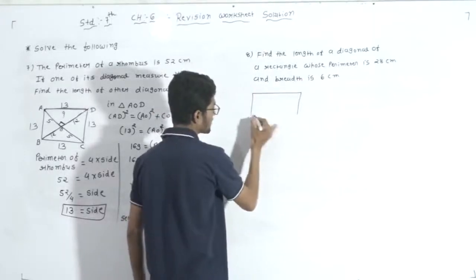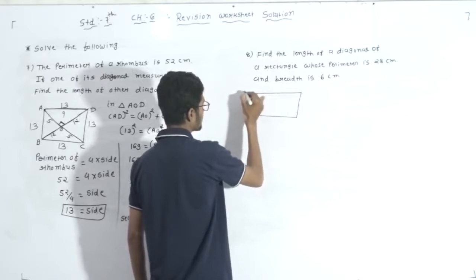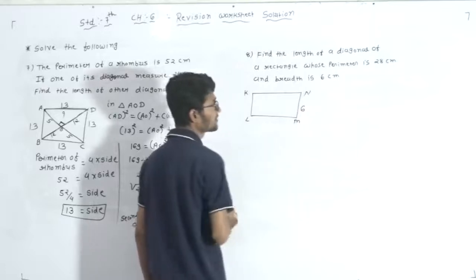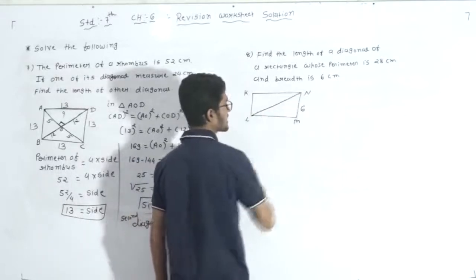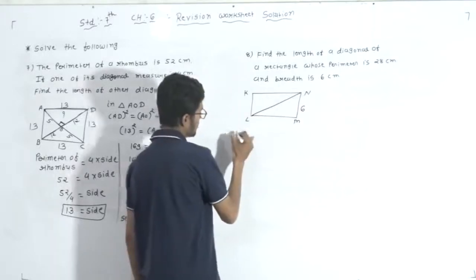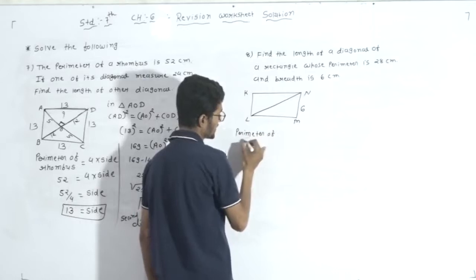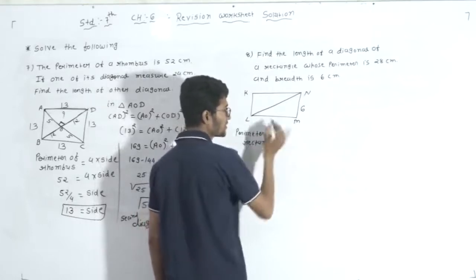So draw one rectangle KLMN. In this one 6 is given, right? We have to find the diagonal, so this one is our diagonal that we have to draw. The perimeter is given, so first of all start with the perimeter of the rectangle. Why? Because we have to find the length. Breadth is given, we have to find the length.